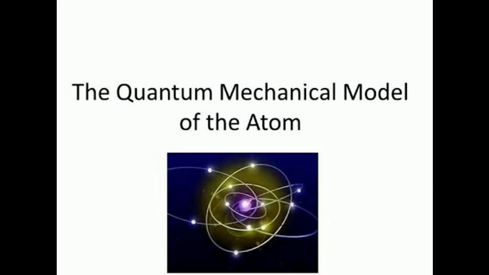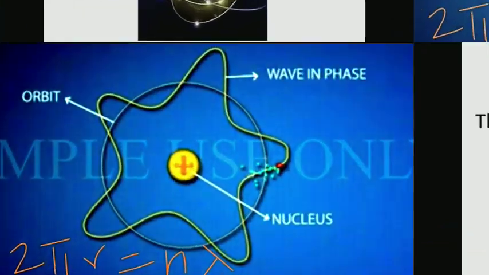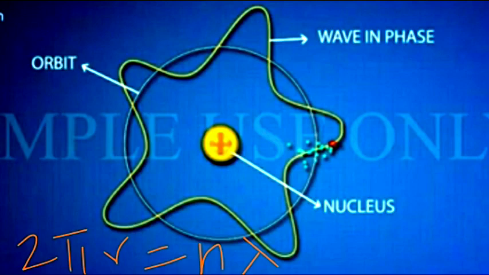So in this session, we are going to discuss the Davisson-Germer experiment, then the Heisenberg uncertainty principle, followed by the quantum mechanical model of the atom by the Schrödinger equation. We already discussed in the last class that if an electron revolves around the nucleus in a particular orbit, it must possess quantized angular momentum. That means mvr is equal to nh by 2 pi.